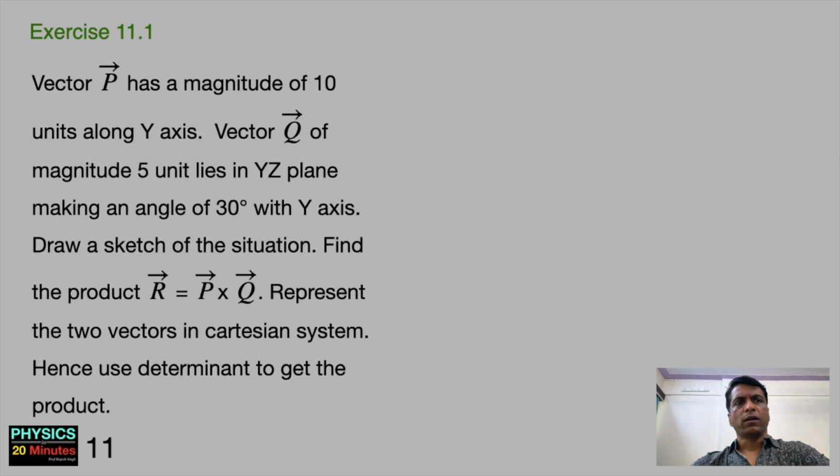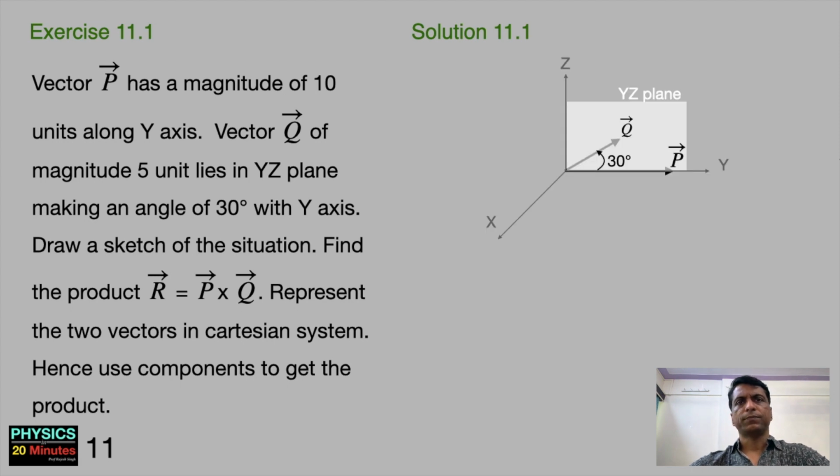Let's take an exercise to understand the concepts. A vector p has a magnitude of 10 unit along y axis. Vector q of magnitude 5 unit lies in the yz plane, making an angle of 30 degree with y axis. Draw a sketch of the situation. Find the product, vector r equal to vector p cross vector q. Represent the two vectors in Cartesian system, hence use components to get the product. At this point, you can pause the video, try to solve it on your own, come back and check the solution. Here goes the solution.